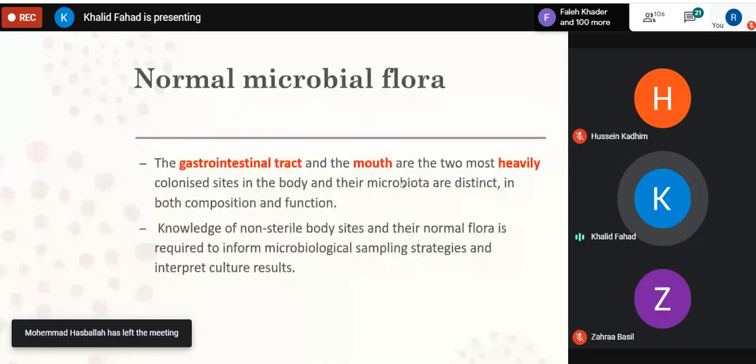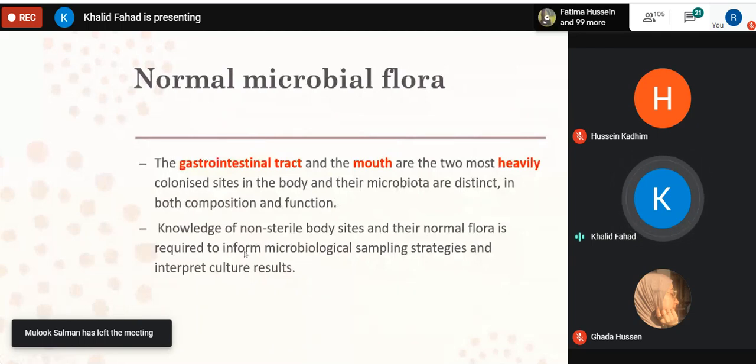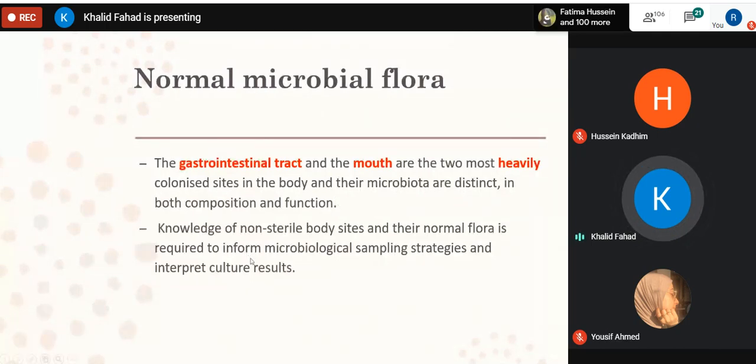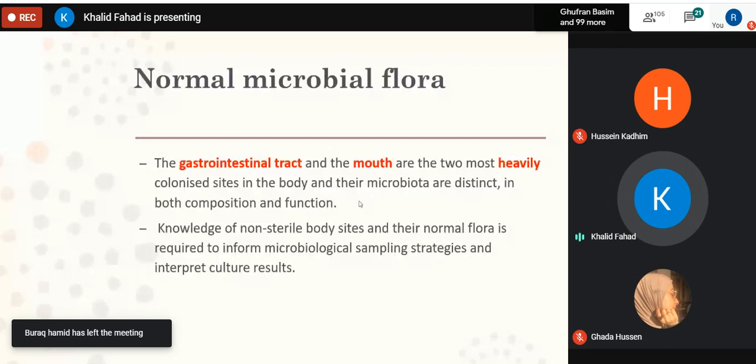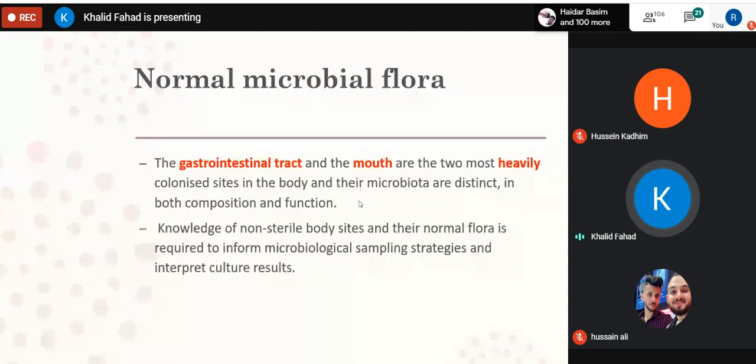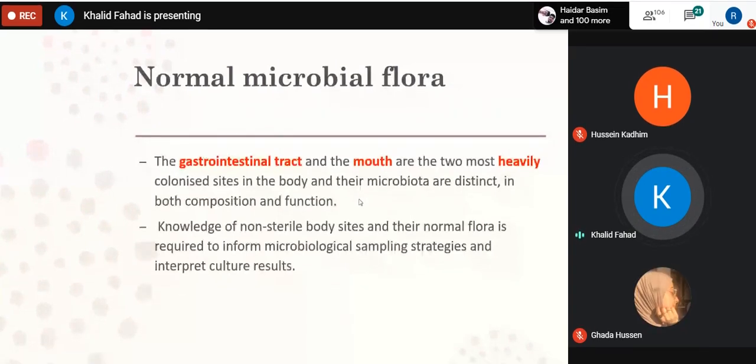The GI tract and the mouth are the two most heavily colonized sites in the body, and their microbiota are distinct in both composition and function. Knowledge of non-sterile body sites and their normal flora is required to inform microbiological sampling strategies and interpret culture results. So a stool culture differs from a blood culture in terms of normal flora. The blood shouldn't contain these organisms. On the contrary, if you culture stool from a patient, you may notice growth of normal microbial flora, for example E. coli.